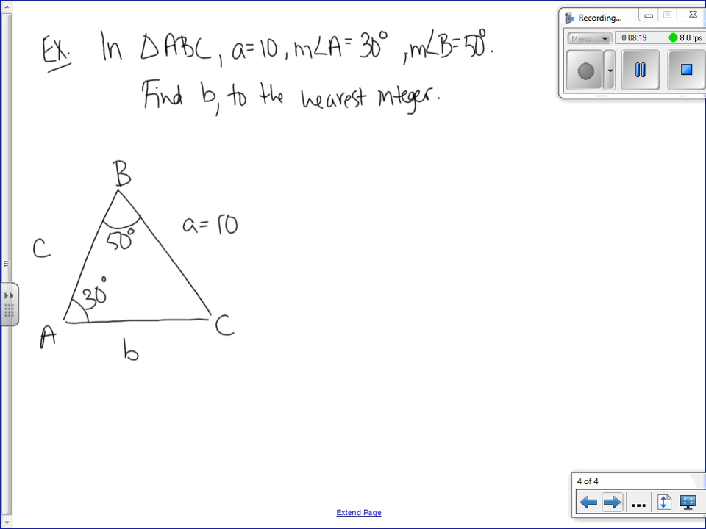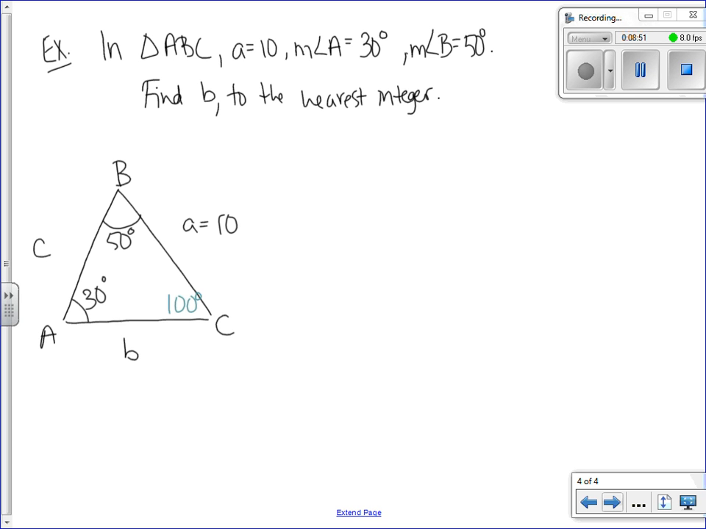Okay, and we do know that angles in a triangle add up to 180. So I could figure out the measure of angle C. That's going to be 100 degrees. But that still doesn't help me if I wanted to use the two other formulas that we know, because those formulas, area and the law of cosines, need two sides and the angle included, and I only have one side. So now, this is the perfect time to use the law of sines.